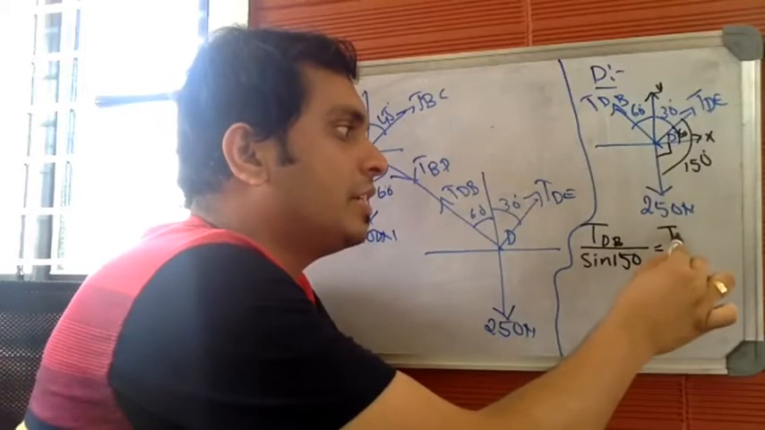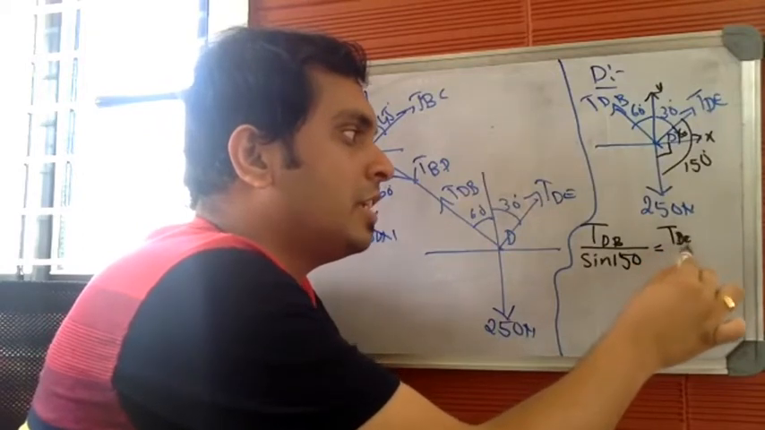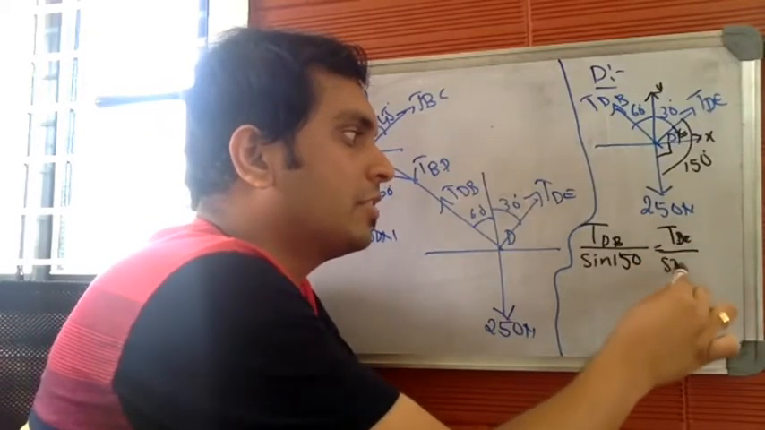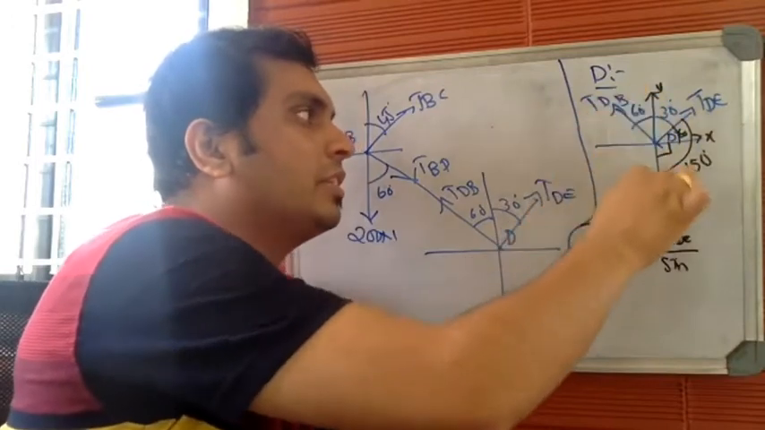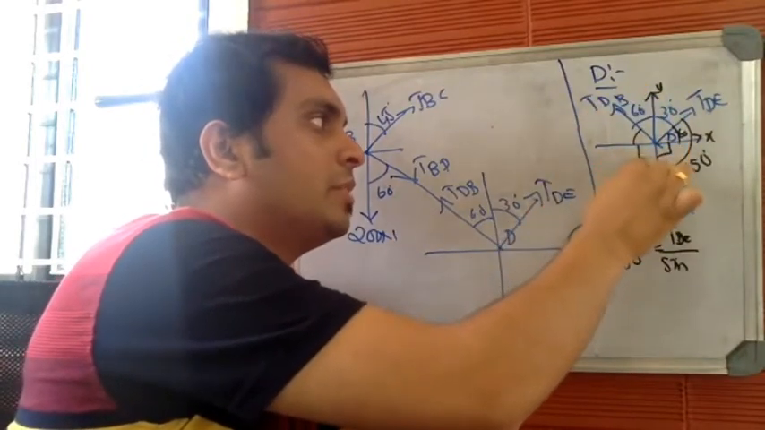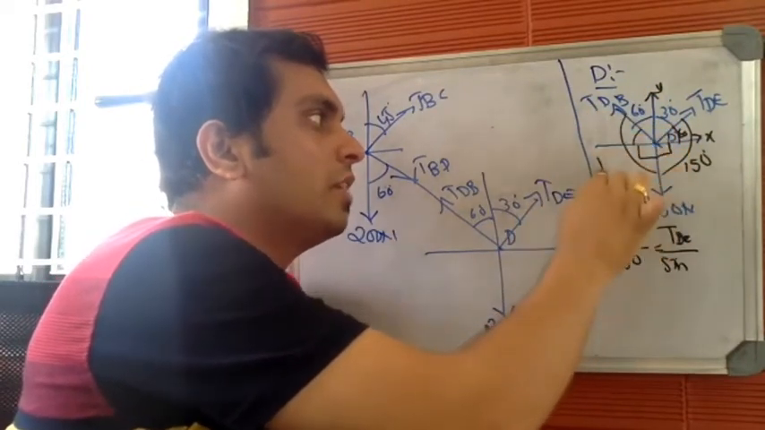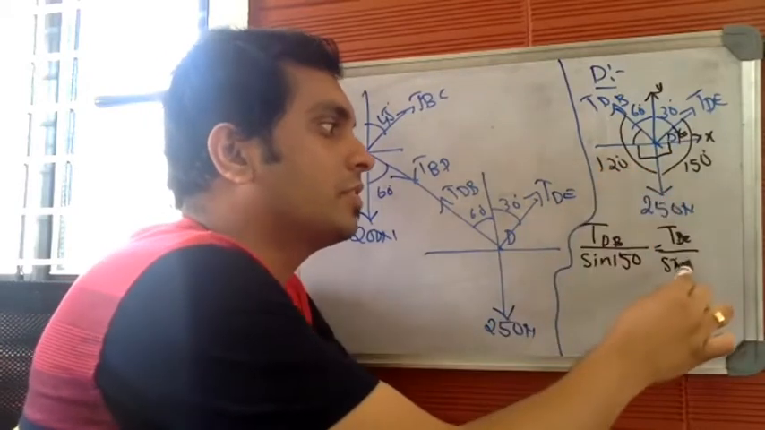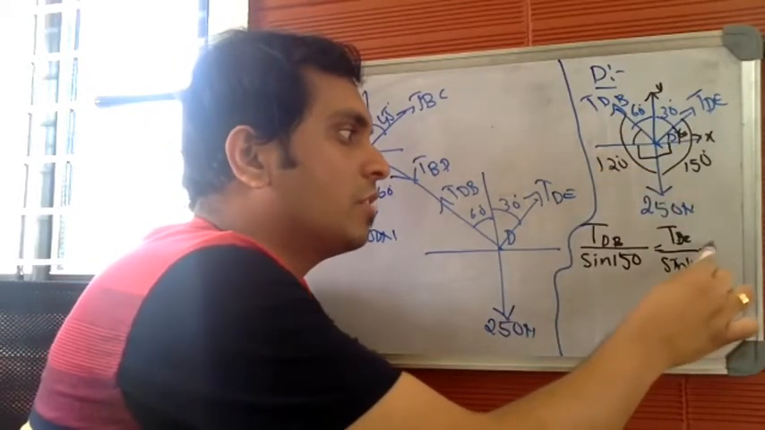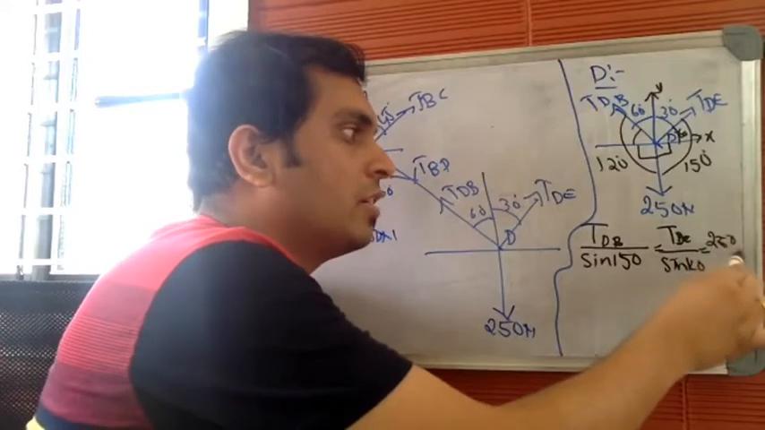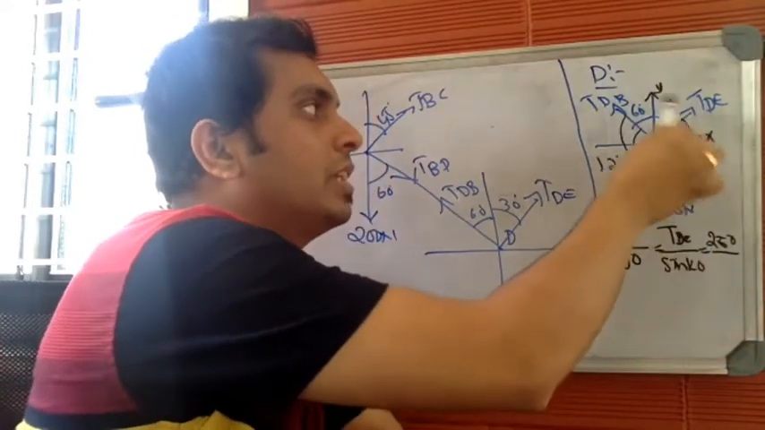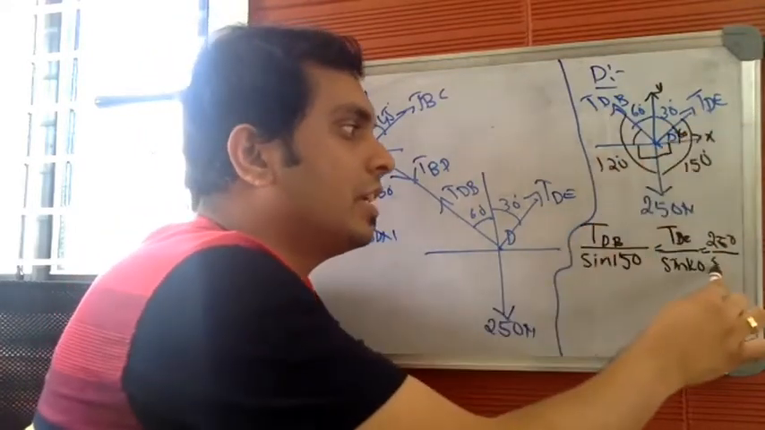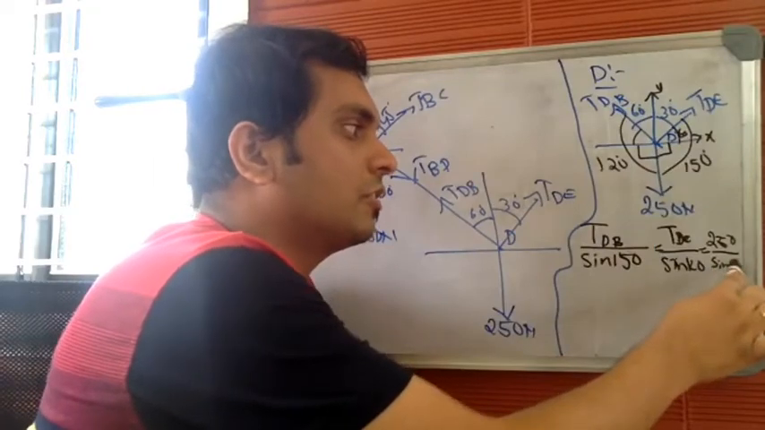Now again, TDE by sine of the angle between the other two forces. This will be 30 and this will be 90, so the total angle will be 120. Sine 120 is equal to 250 by sine of the angle between the other two forces, TDV and TDE, which is 90.